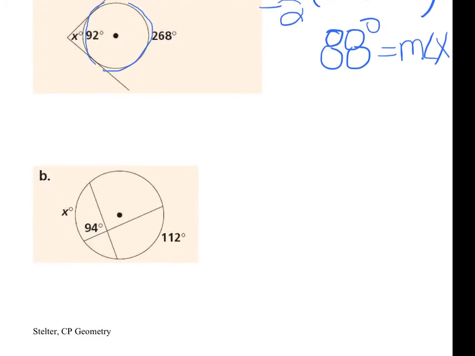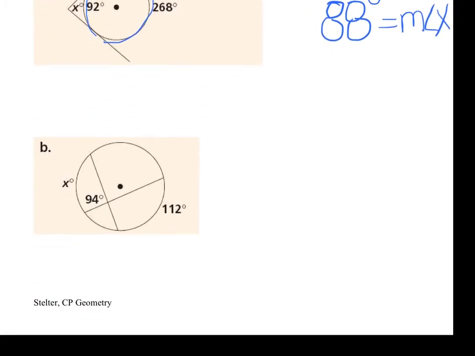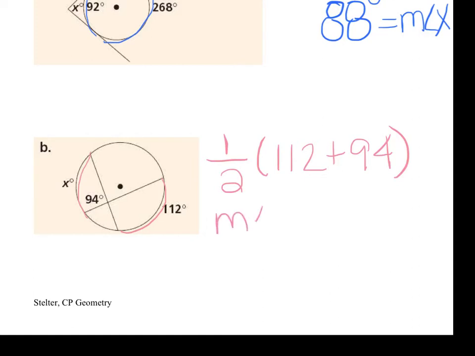Simple enough. Let's look at B's example. Where does the vertex, where do the lines cross? They cross inside, and it's not at the center, so I know I need to add these two and divide by 2, which is basically taking the average. So 1/2 times 112 plus 94. Put it in the calculator, and the measure of angle x is equal to 76 degrees.